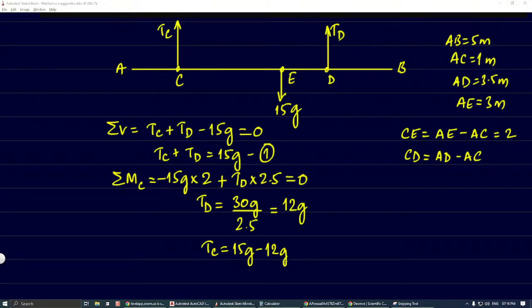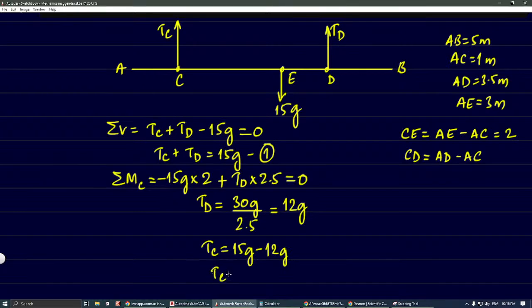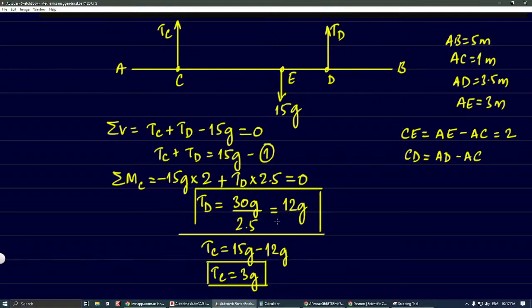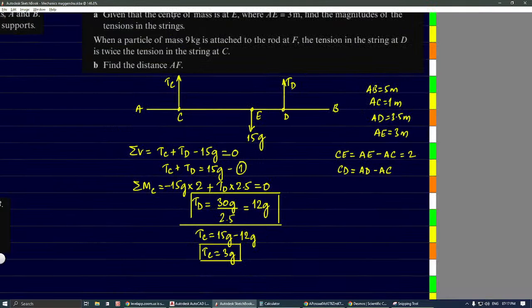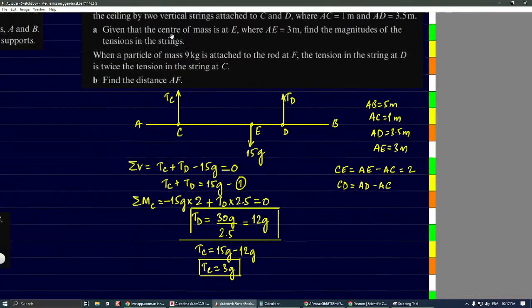So TC value is 15 minus 12, you will get 3g, no? So now we know both the values of TC and TD. What is asked in the question? Find the magnitude of tension. So A bit is over. A bit he is asking about tensions, we found the tensions.